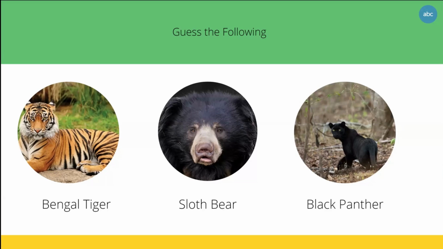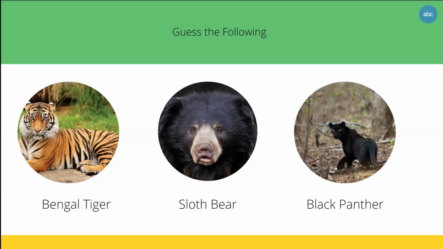So the first one is Bengal tiger. The second one is a sloth bear. And the third one is black panther. So do you guys know about Bengal tigers? Does anybody know about Bengal tigers? Can anyone tell me why are these animals famous? Why are Bengal tigers famous? Why do we often speak about these animals? Okay, we speak about Bengal tigers because right now they are endangered. There are very few Bengal tigers in India. There are just about 2,000 Bengal tigers currently.